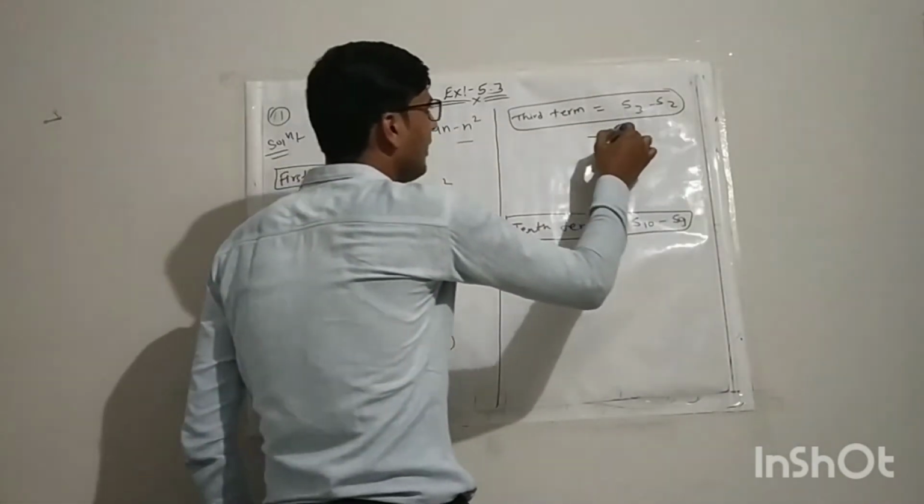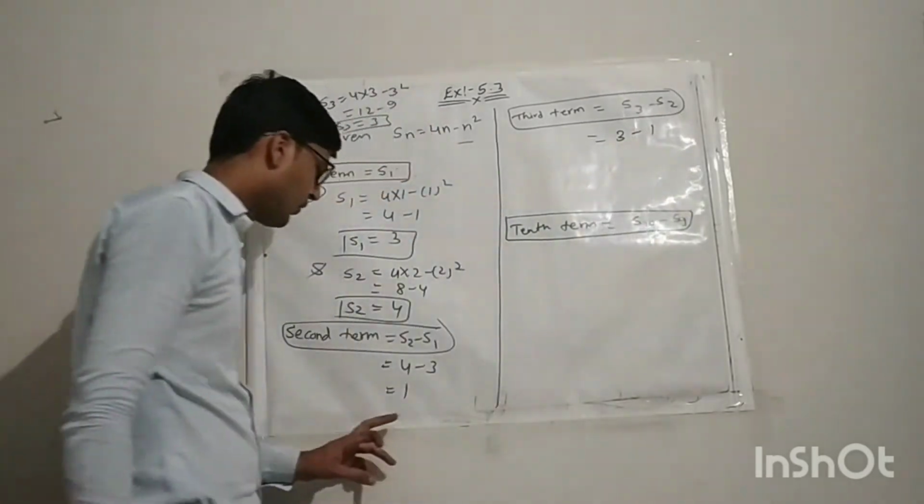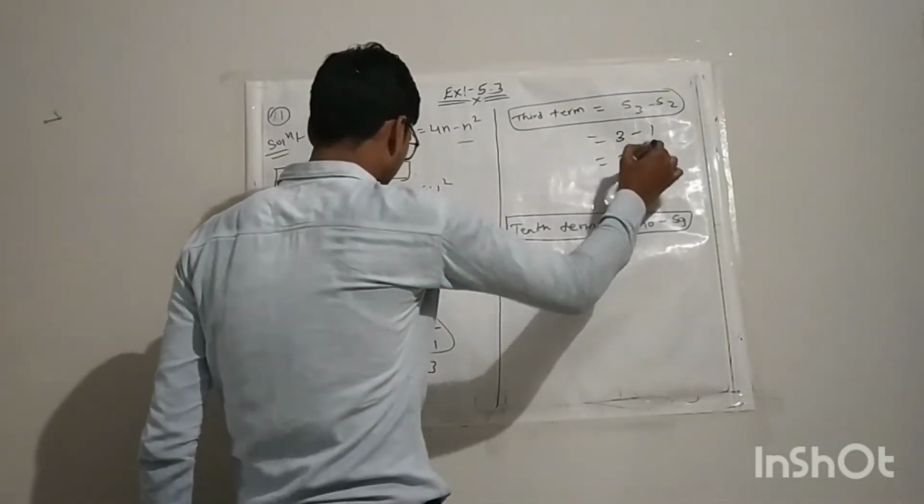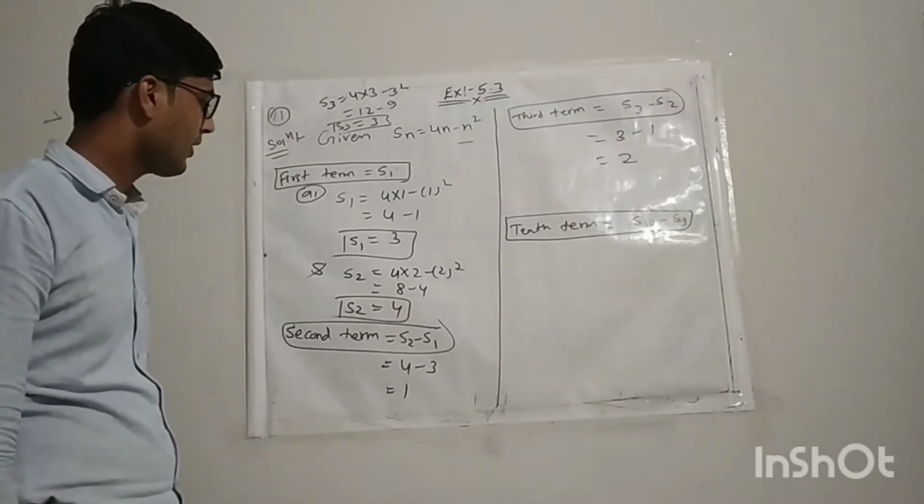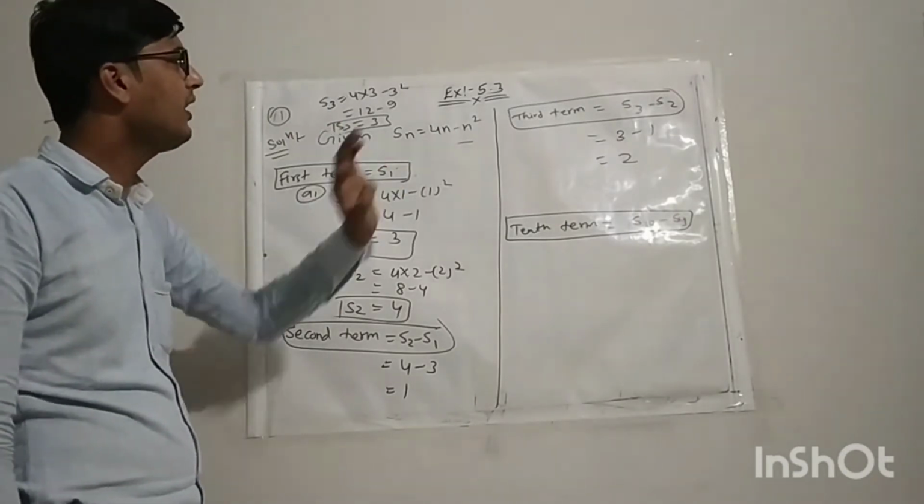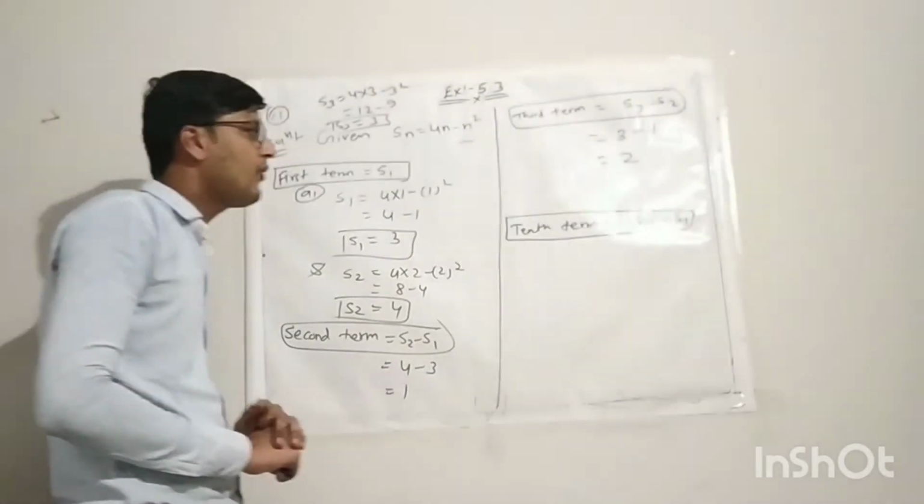So 3 minus S2, which is 1, simply becomes 2. So the third term is 2. S3 we found, and the third term is 2. Now we find the 10th term.